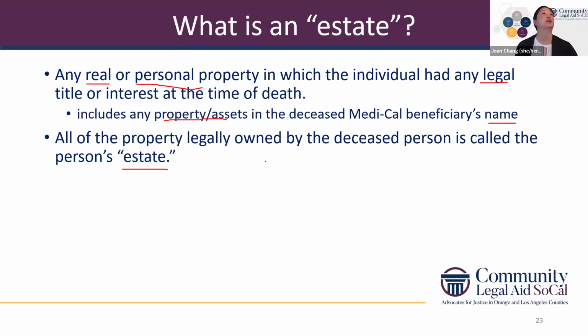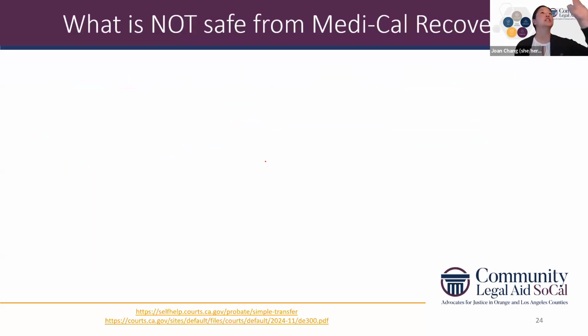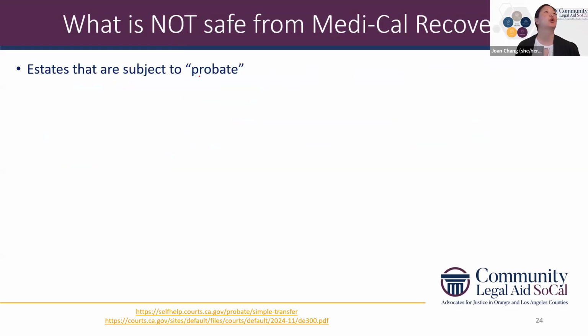So let's break it down. What is not safe? This is the danger zone. Let's talk about the bad news. These are the danger zone assets that we have to worry about: assets that are subject to probate. What the heck is probate? Even as an attorney, it took me a long time to figure out what the word probate means. So let's break it down.